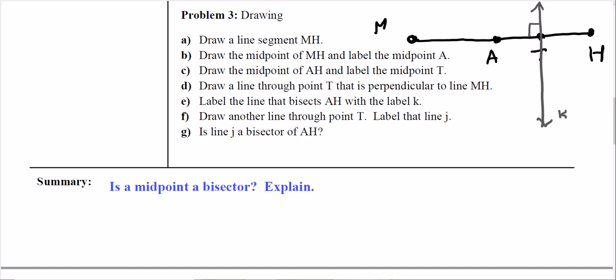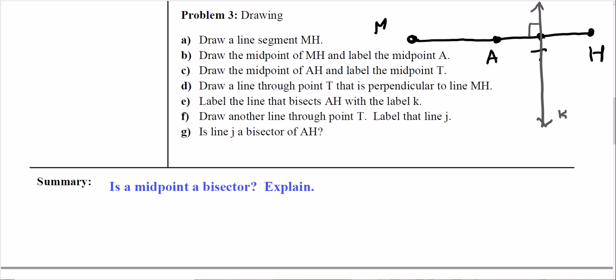We say that line K bisects line segment AH. You see it forms this congruent piece and this congruent piece. The line cuts it in half. It goes to the midpoint, so we know that it cuts in half because the midpoint divides it in half. The midpoint is one type of bisector that's represented by a point. The line that we just drew is a line bisector. This line bisector happens to be perpendicular, or forming right angles.